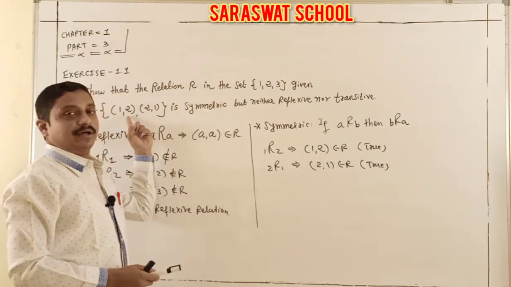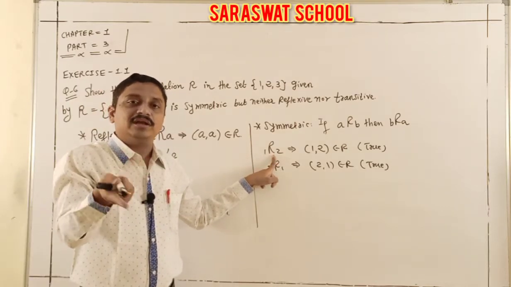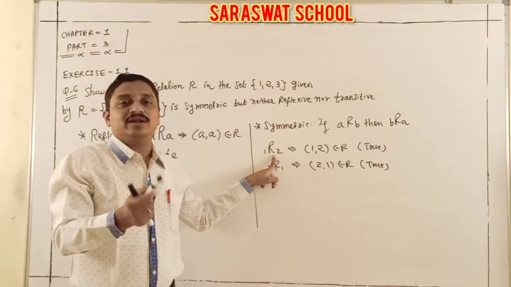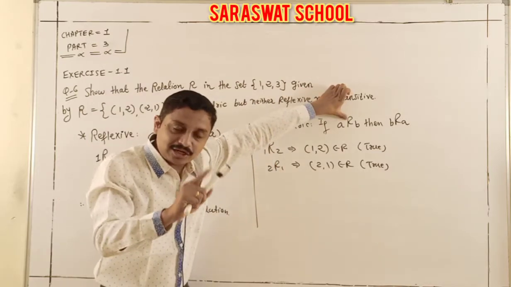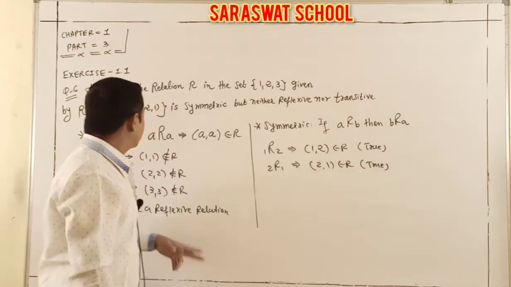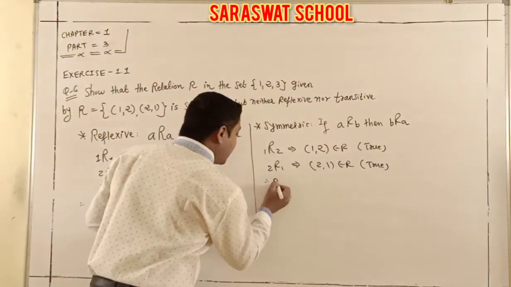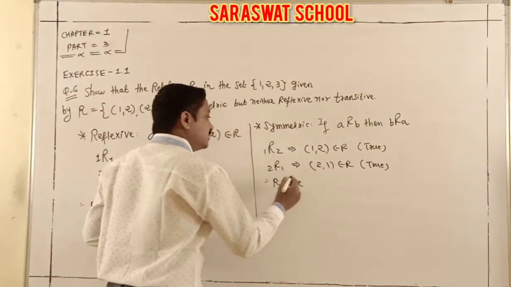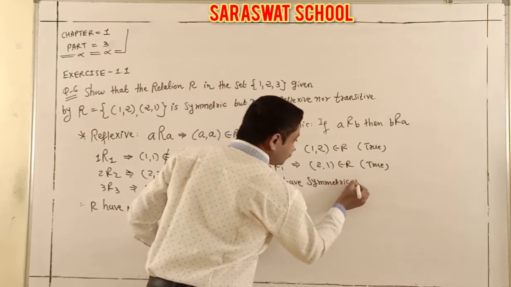Students, you may think about why I am taking (1, 2) and (2, 1). Because it is the true pair given. I do not check (1, 3), (2, 3), (3, 1), (3, 2), because first you necessarily take a true pair and then check whether its reverse is true or not. So here the only true values are (1, 2) and (2, 1). Therefore R is what? Yes, a symmetric relation.